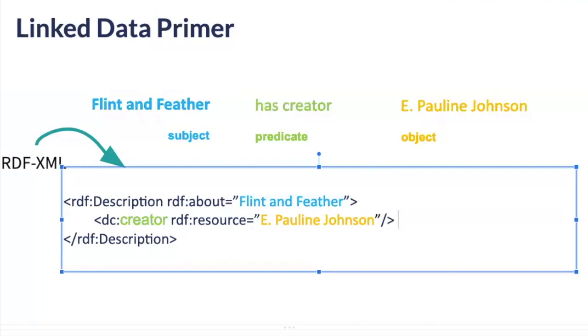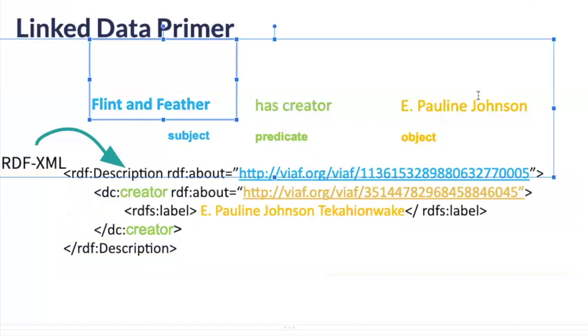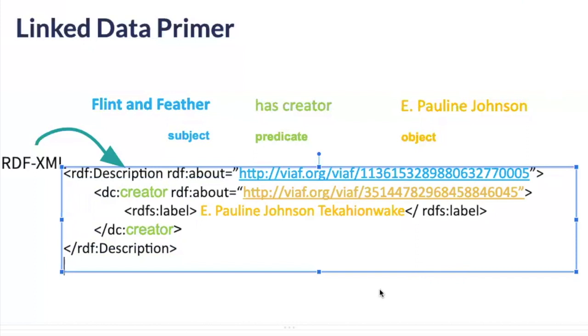So linked data has a method for solving this problem, and that is to give unique identifiers to every subject and object. This makes it a lot easier for the computer to distinguish that, oh my goodness, this Flint and Feather is indeed a book of poetry and not the very popular band from Edmonton. Not that there really is a popular band name that's from Edmonton, but it's never too late to start one.